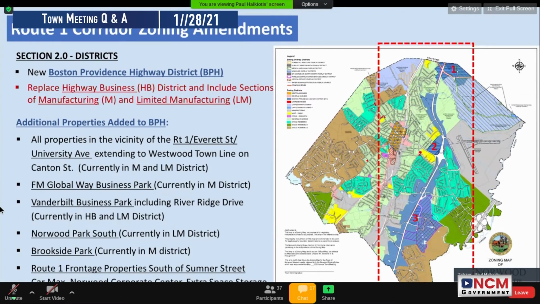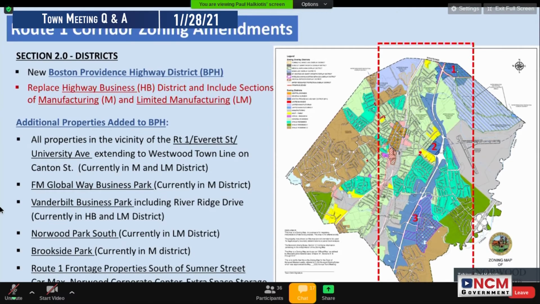The main recommendation for Article 12 is to eliminate the existing highway business zone. Much of the land in this Route 1 corridor is currently zoned highway business, HB, but along the corridor we also have manufacturing and limited manufacturing zone land. So some of the M and the LM districts are now being converted to this new Boston Providence Highway District, and virtually all of the properties currently located in the highway business zone are going to be converted to the new Boston Providence Highway District.